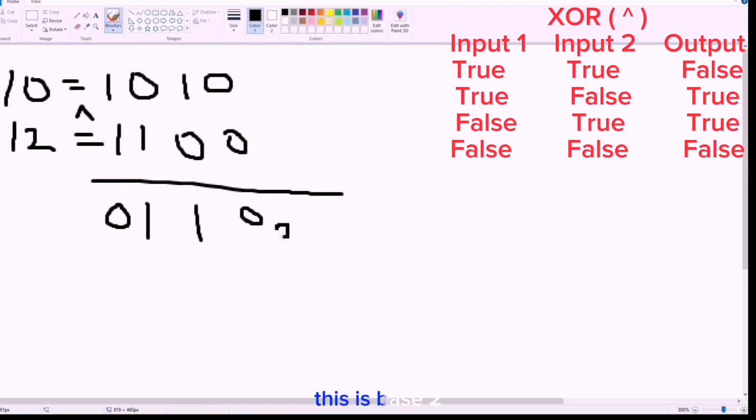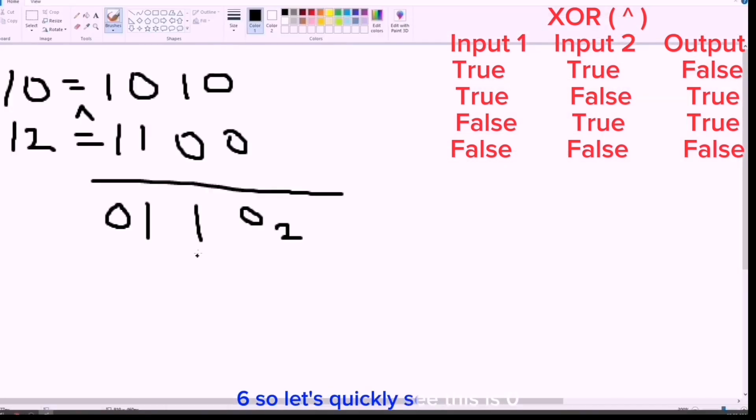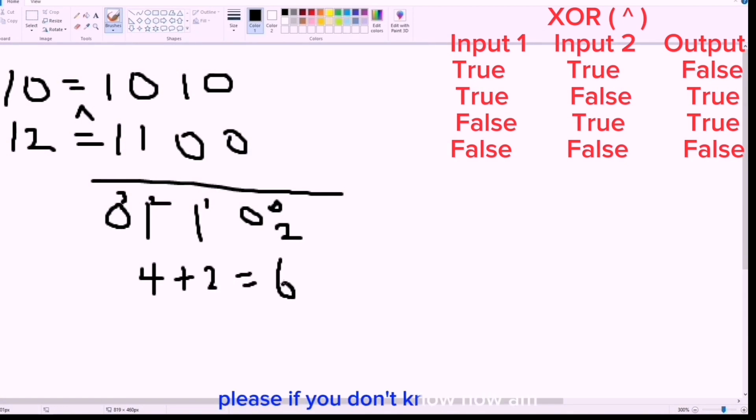So remember, this is base 2. Our system, how did it arrive at 6? So let's quickly see. This is 0, 1, 2, and 3. This one is automatically 0. So we have 4 plus 2, which will give us 6. Please, if you don't know how I'm converting this binary to decimal, you can always go back and watch some tutorials on this conversion from binary to decimals. It's very easy, but I believe this small example should clear it.